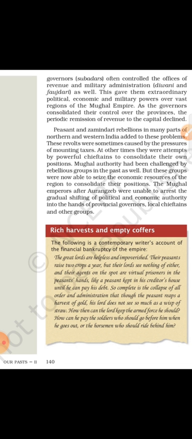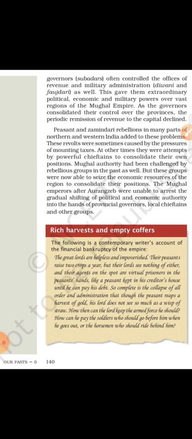So Mughal authority had been challenged by rebellious groups in the past as well, but these groups were not able to seize the economic resources of the regions and consolidate their positions. The Mughal emperors after Aurangzeb were unable to arrest the gradual shifting of political and economic authority into the hands of provincial governors, local chieftains, and other groups. So they were not able to recapture the position from the powerful rulers. Yes, we can say powerful chieftains, mansabdars.